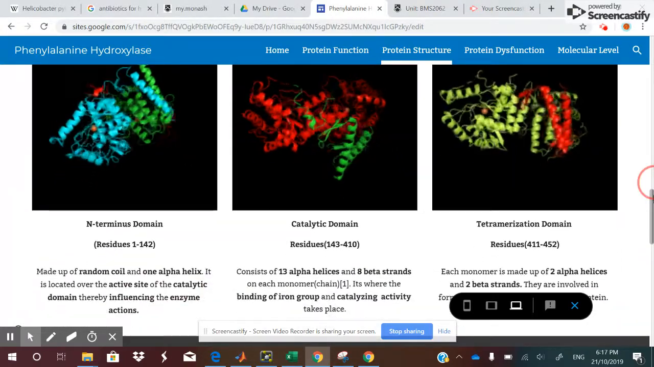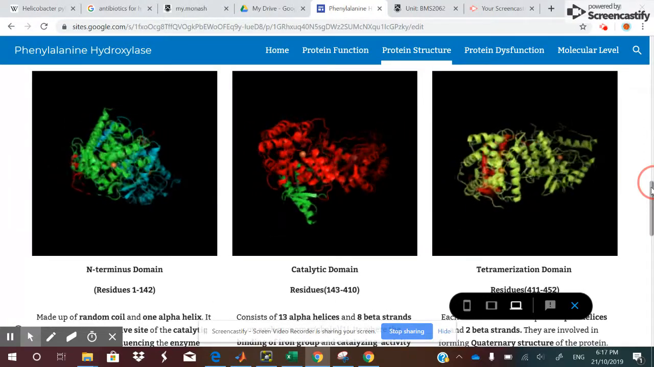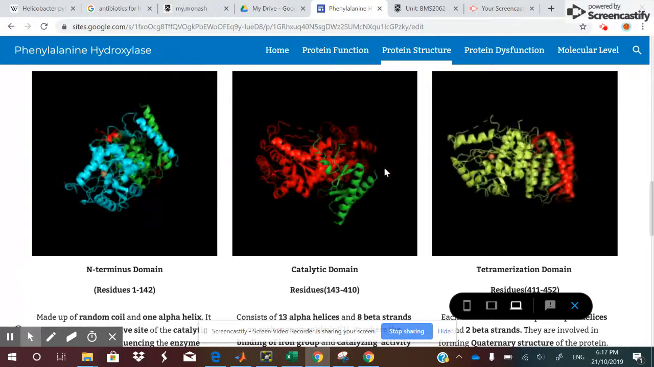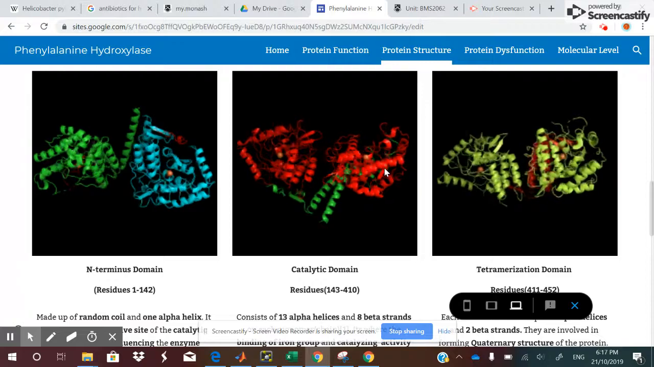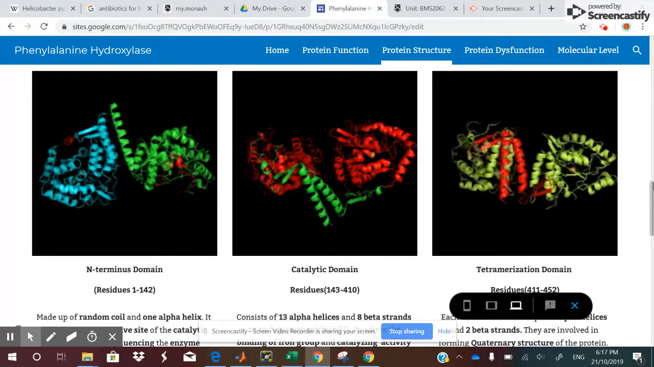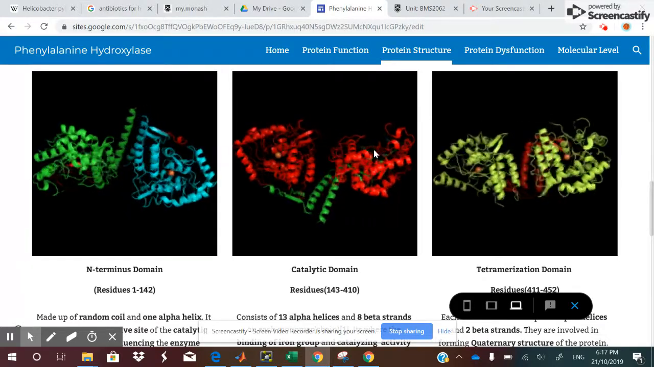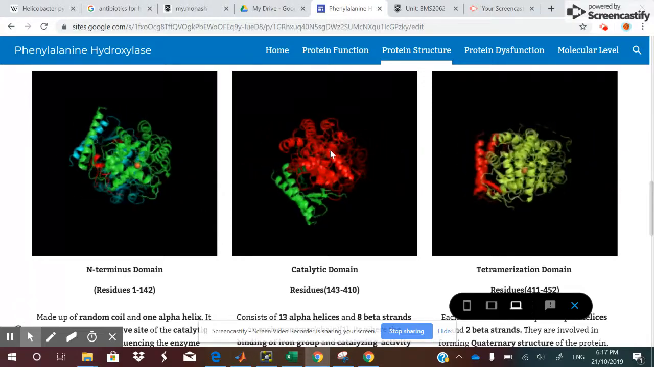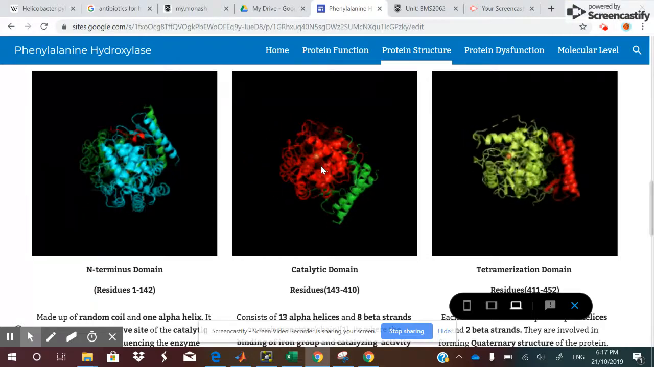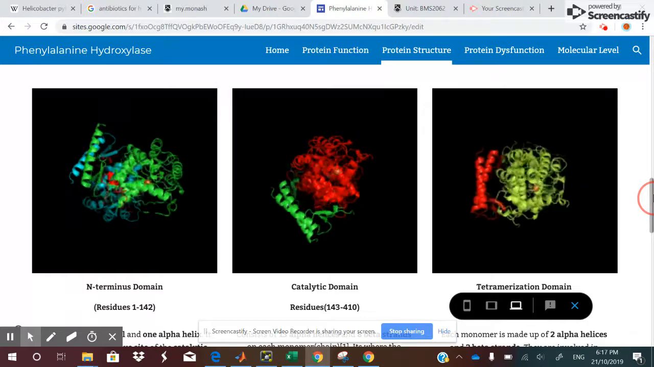The next one we have is the catalytic domain, and it's one of the main domains because in this domain the enzyme reactions take place. It consists of 13 alpha helices and 8 beta strands, and it's shown by the color red. You can notice how the iron binding site is located right in the middle of the catalytic domain. So it's where the enzyme activity takes place.